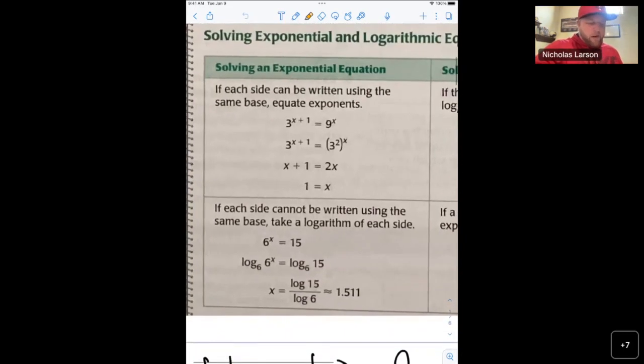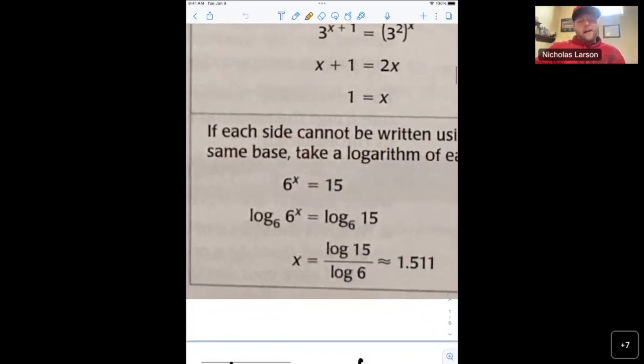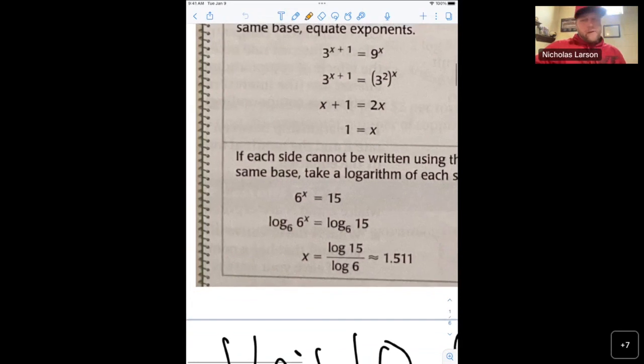If each side cannot be written using the same base, then to undo this, you use a logarithm. So exponentials and logarithms are like inverses or opposites where they cancel each other out. So 6 to the x equals 15. Log base 6 of 6 to the x equals log base 6 of 15. Again, because I have this base of 6 and 6, it cancels out, and I'm left with, because I have to divide by 6, log of 15 over log of 6. Definitely going to need calculators for these operations.